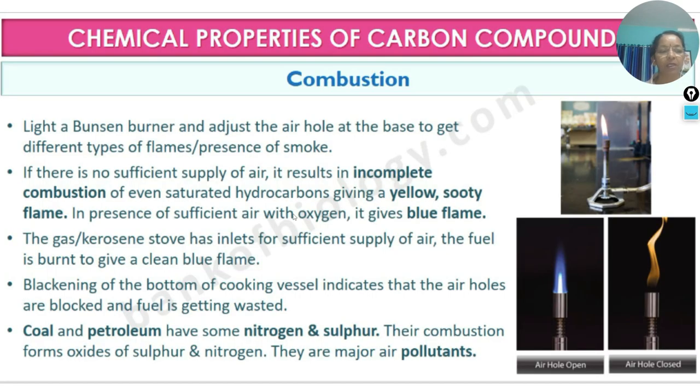That means either the holes may be blocked or it is having some other impurities. If the kerosene stove is giving a yellow flame, it means its holes are blocked. Blackening of the bottom of the cooking vessel indicates that the air holes are blocked and the fuel is getting wasted. Coal and petroleum have some nitrogen and sulfur, so their combustion forms oxides of sulfur and nitrogen. They are major pollutants. Keep that in mind.